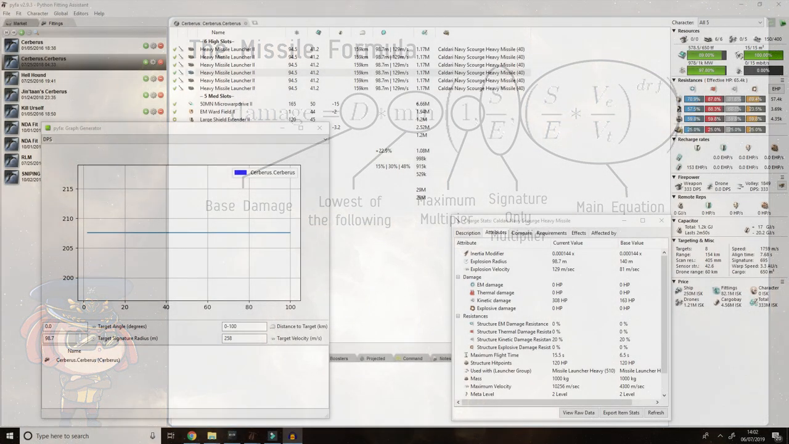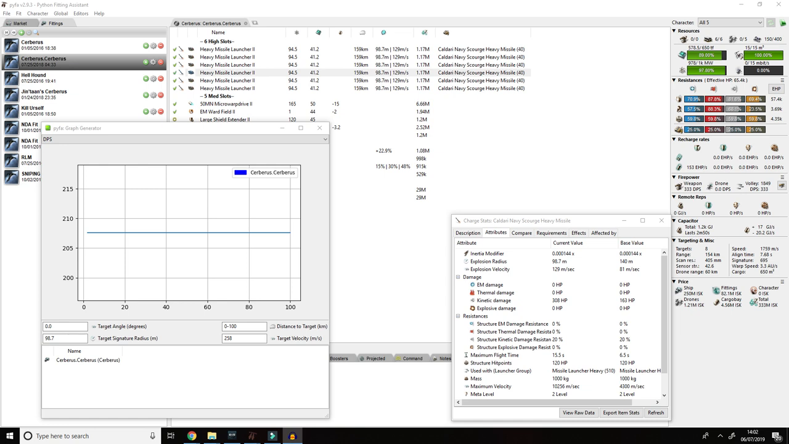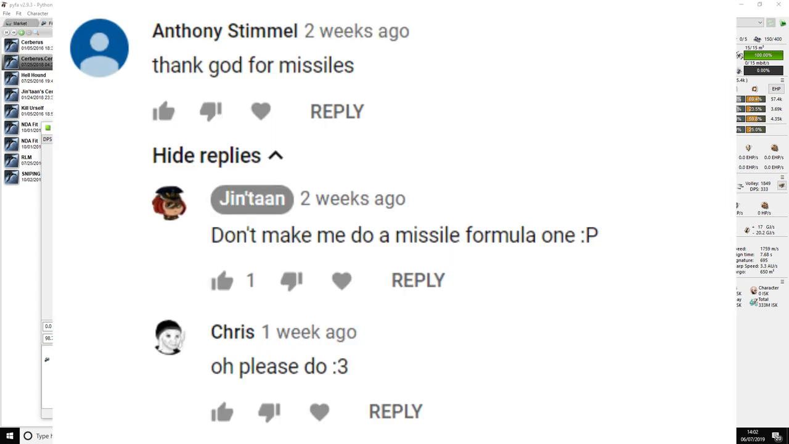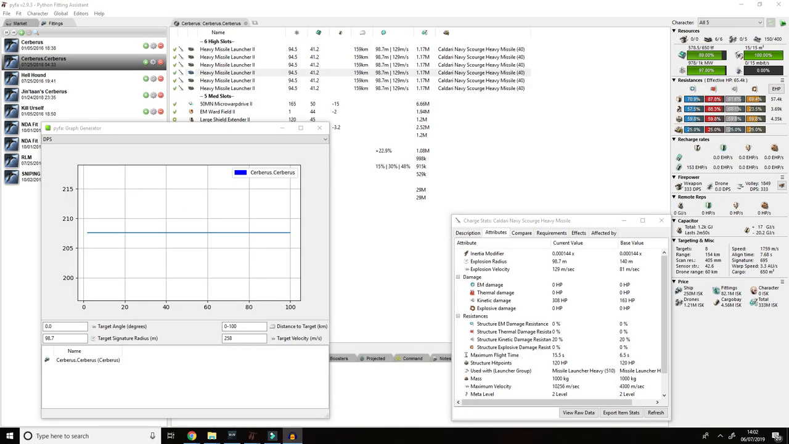To put this into a real scenario, let's take a look at how the Cerberus applies to several different targets, using the notoriously hard to apply heavy missiles, and how that changes as the target's velocity and signature radius change. As you can see right now, it's shooting at something with an explosion radius of exactly the signature radius of the ship, and with an explosion velocity that is half of the actual target's velocity. As you can see, this reduces the damage that's actually dealt to the target by about a third.